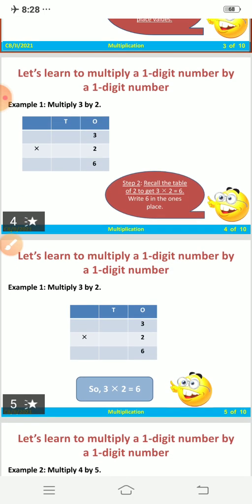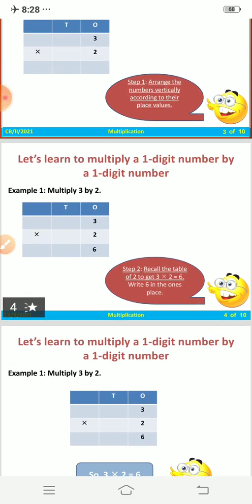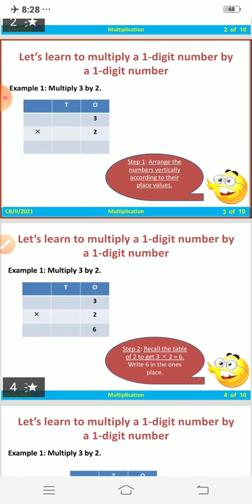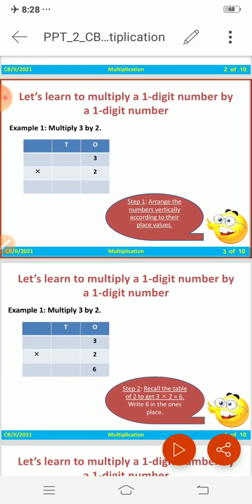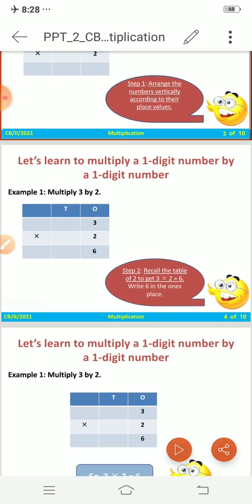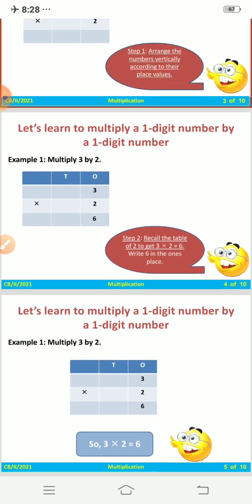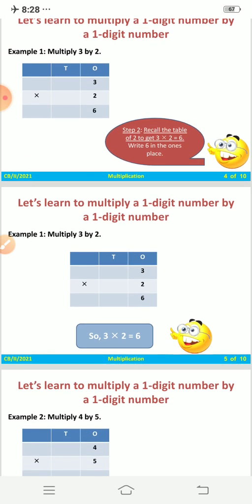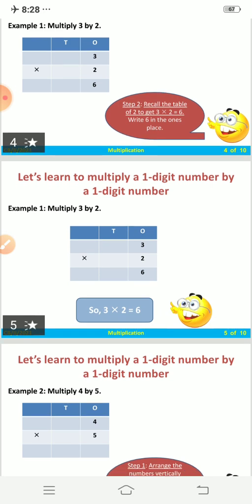Now, okay, so now these were the steps. The first step was arrange the numbers vertically according to their place values, and the second step is to recall the table and then write its answer in the place of ones. So here we get the complete table and answer like 3 into 2 equals 6.